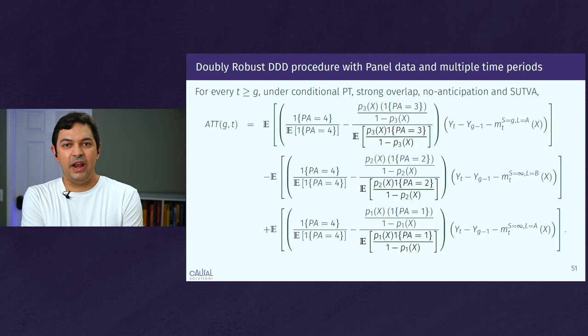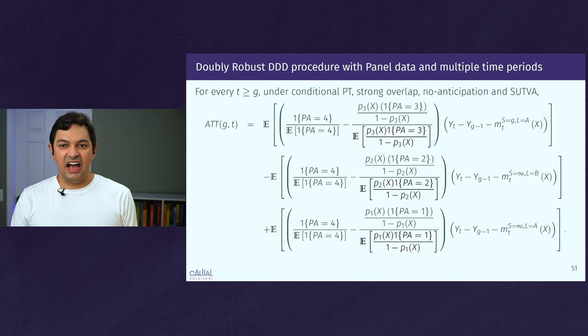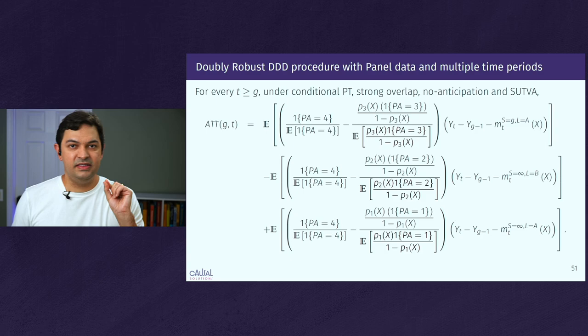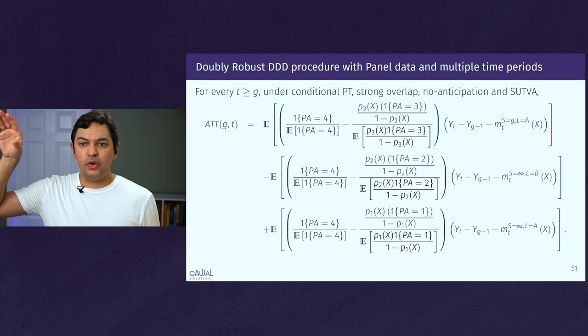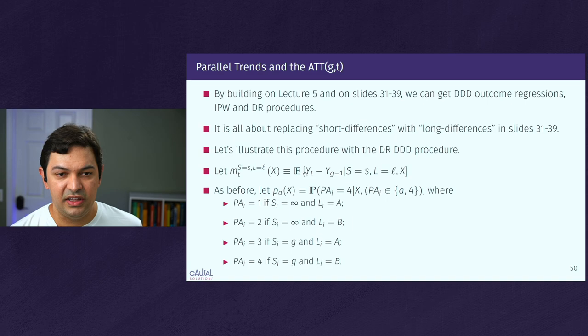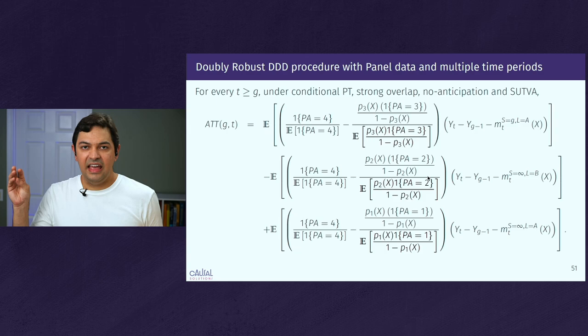The only difference that I have to make is that now I'm going to take long differences. So I'm going to take the outcome in period T, and subtract the outcome in period G minus 1, which is my latest pretreatment period, right? These regressions here all depend on time period T as well, so they are long differences in this regression, but it's exactly the same insight as we have done in the past in the 2x2 case.